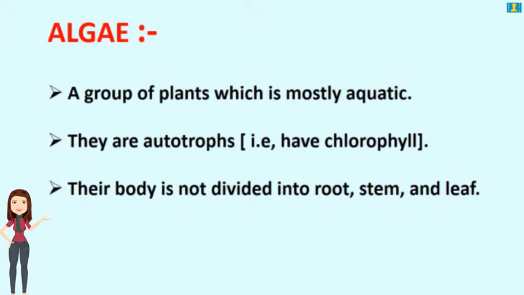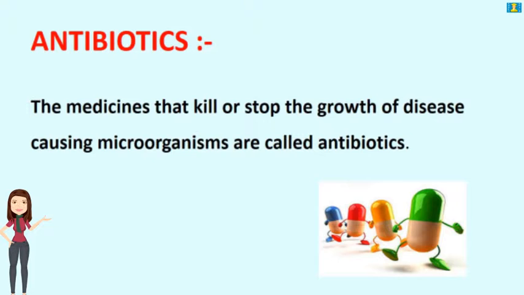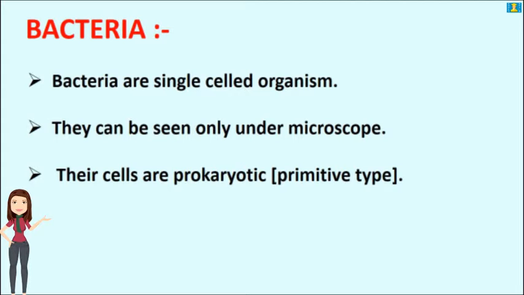Algae, a group of plants which is mostly aquatic. They are autotrophs. Their body is not divided into root, stem and leaf. Antibiotics, the medicines that kill or stop the growth of disease causing microorganisms are called antibiotics. Bacteria. Bacteria are single-celled organisms. They can be seen only under microscope.